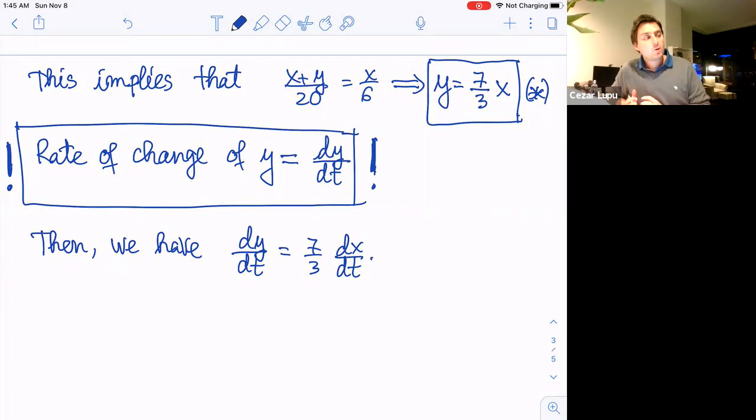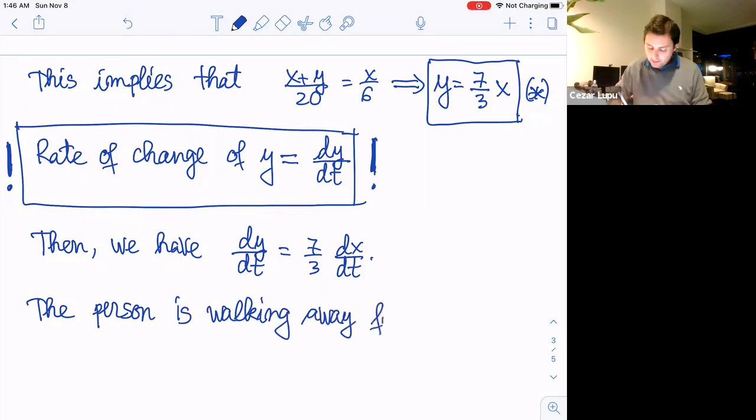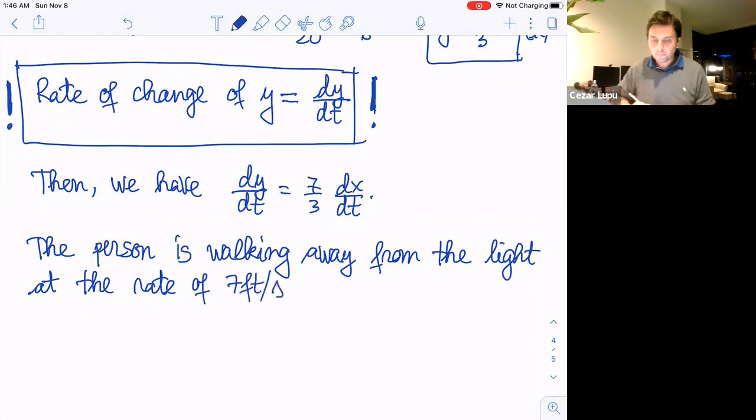So we're asked, at what rate is the length of the person's shadow increasing? So the person is walking away from the light at the rate of 7 feet per second, right? So this implies that dy over dt will be, since the person is at the 7, this means that dy over dt will be 7, right?